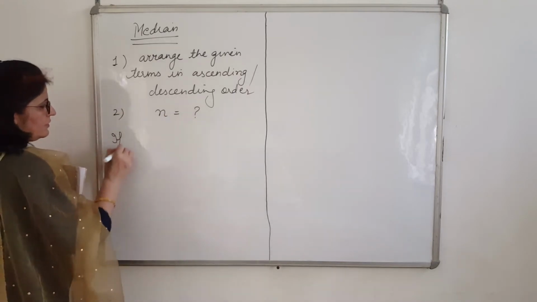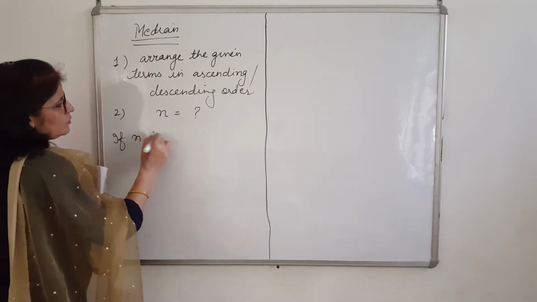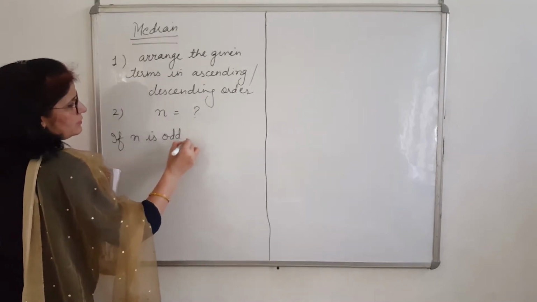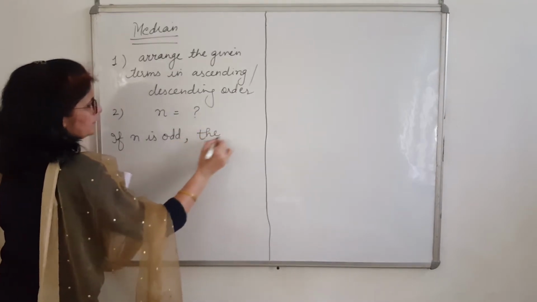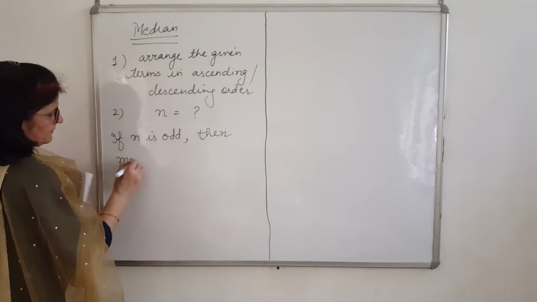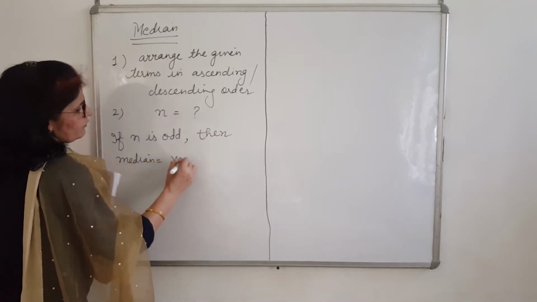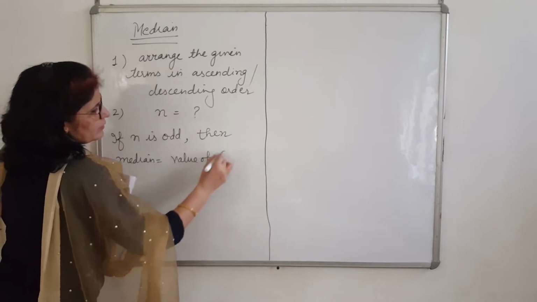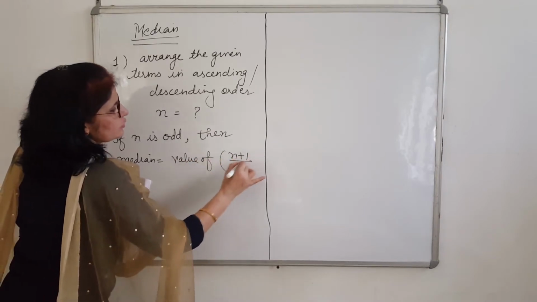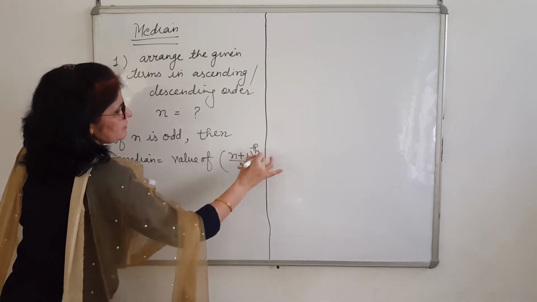If n is odd, then median is value of (n plus 1) over 2th term.